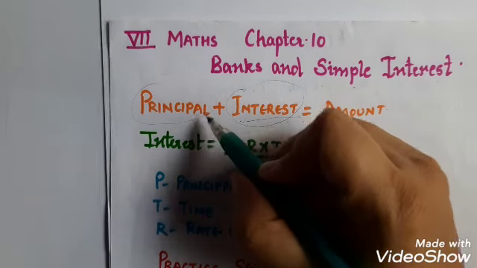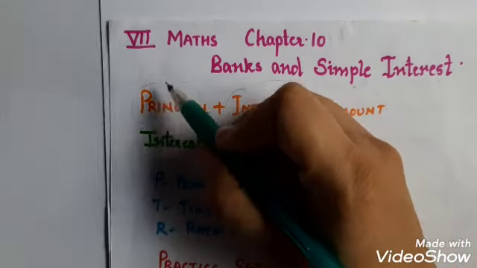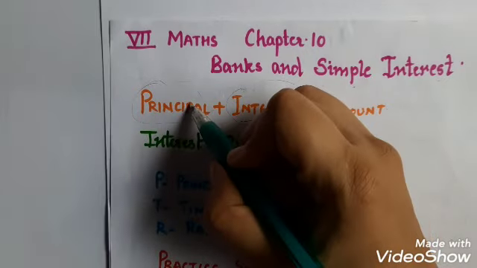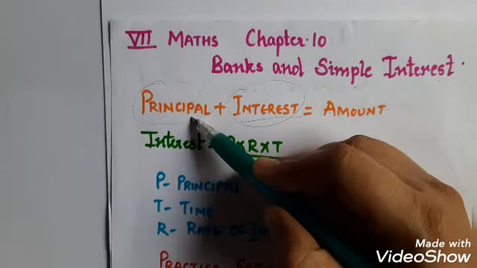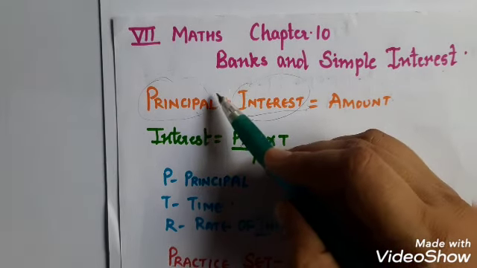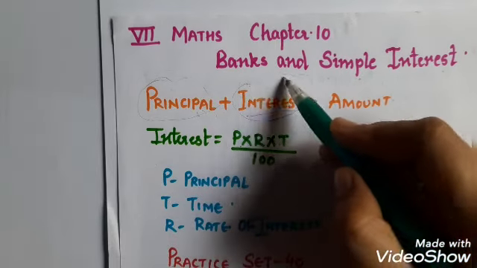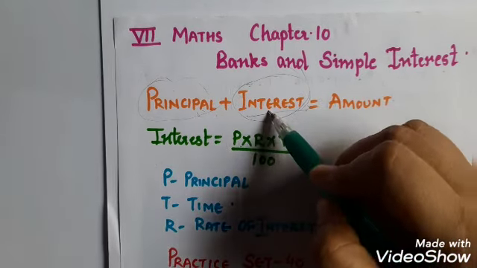Suppose you have borrowed rupees 1000 from a bank. The bank is not going to give you the amount free of charge. They are going to apply some charges. The charges which are applied are called the interest.